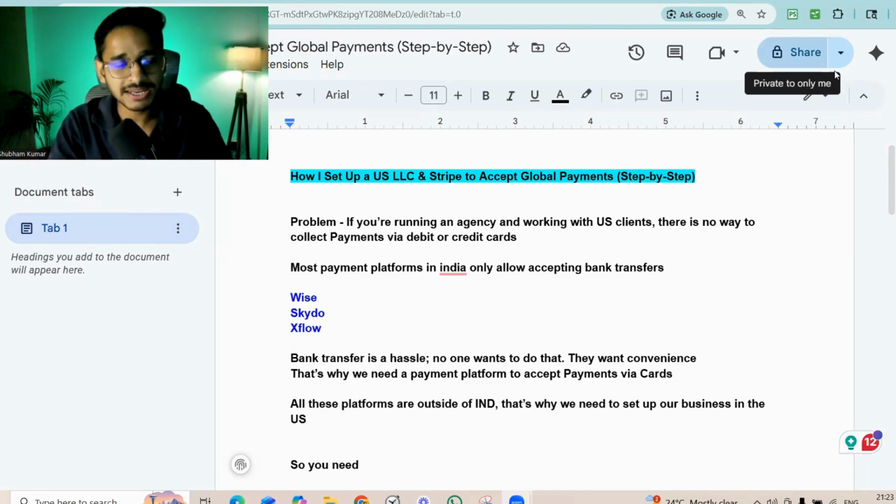If you are running an agency, you're from India and you're working with US clients, then there is no way to collect payments via debit or credit cards. Most payment platforms in India only allow us to take bank transfer. I have tried all sorts of different payment platforms, whether it's Wise, Skydo, Xflow, and a few others, and all of them have the same option to only accept bank transfer. None of them have a feature to send direct payment links. And bank transfer is a hassle. No one wants to do that.